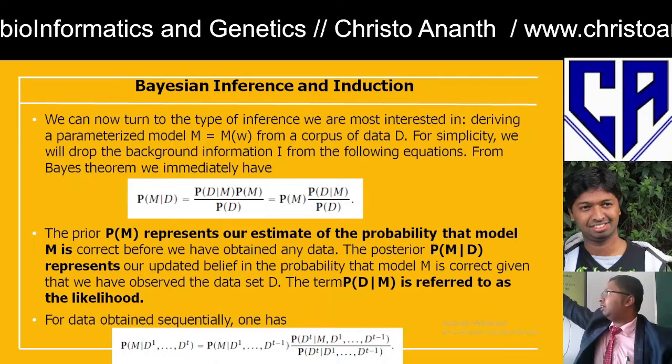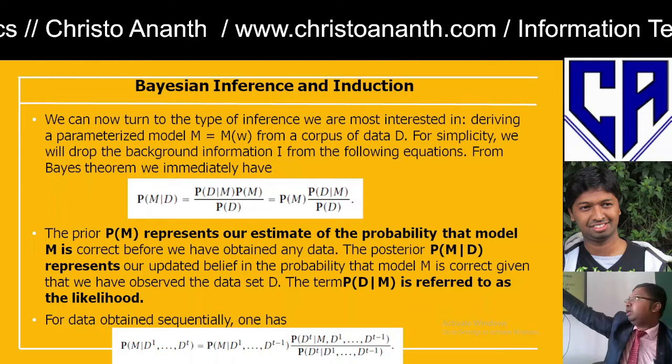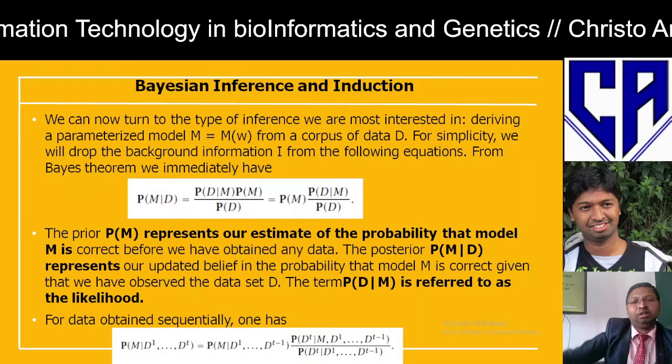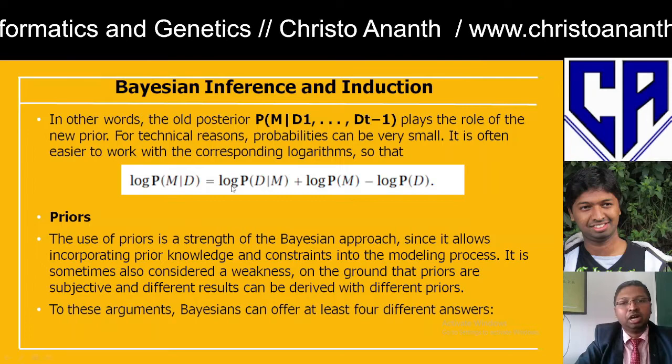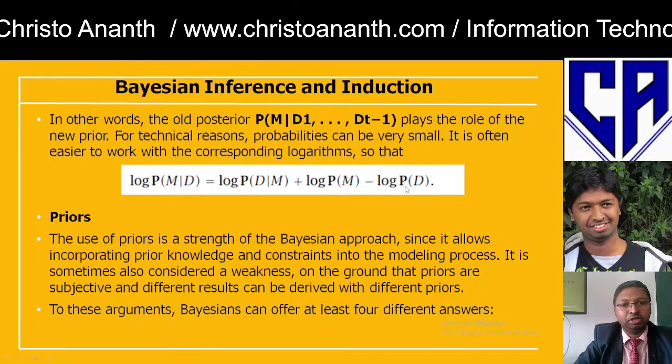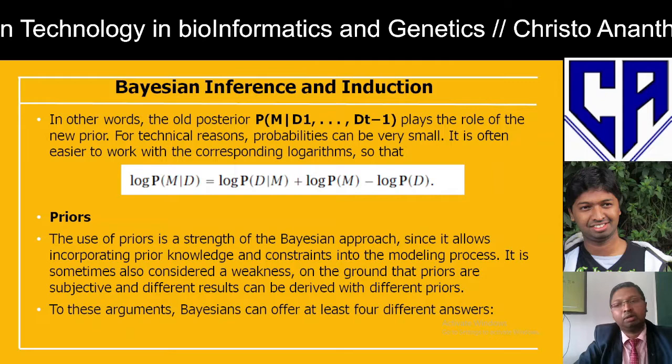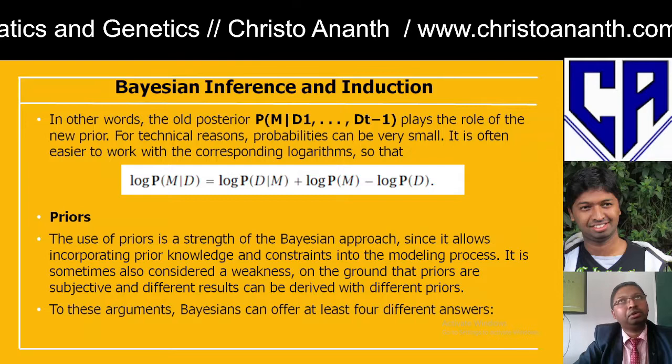If I take log on the right hand side, you have P of M multiplied by P of D bar M divided by P of D. Whenever you have multiplication, it becomes plus. Whenever you have division, it becomes minus. Okay, so that is the reason here log P of M bar D is equal to log P of D bar M plus log of P of M minus log P of D. Okay, so we tend to use the priors as a very good advantage, because generally it helps us to gather much more knowledge about it, and with the help of priors, we tend to use this in most of the Bayesian networks.